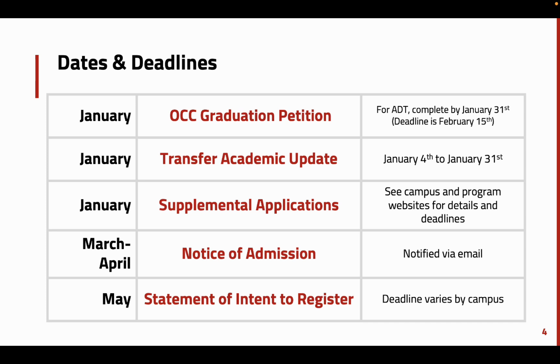In March through April, you begin to get some of your notices of admission, basically saying whether or not you are admitted to the campus conditionally. You'll be notified via email, so it's really important that you continue to check your email for any updates. And then in May, you will need to submit your intent to register. And this is basically your commitment saying, I'm going to this campus, and it will include an enrollment deposit, and the deadline can vary by campus.